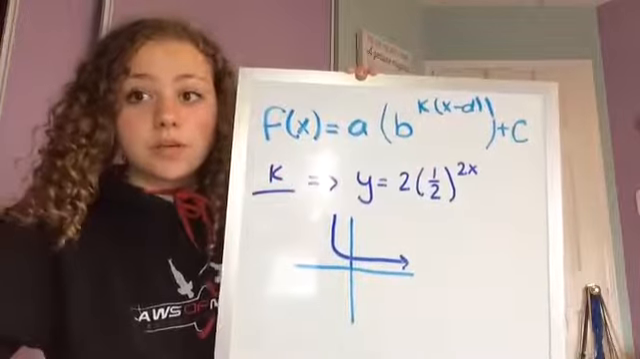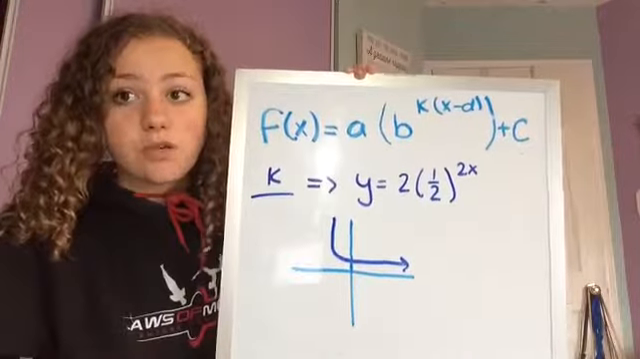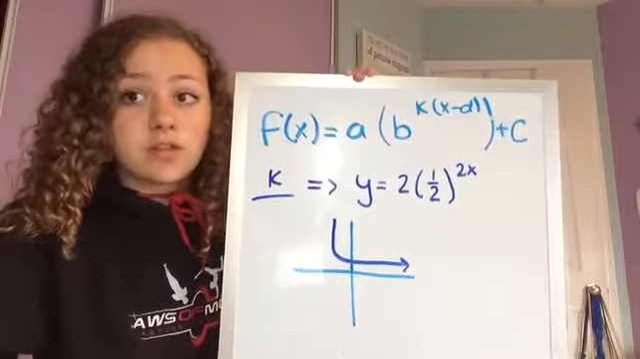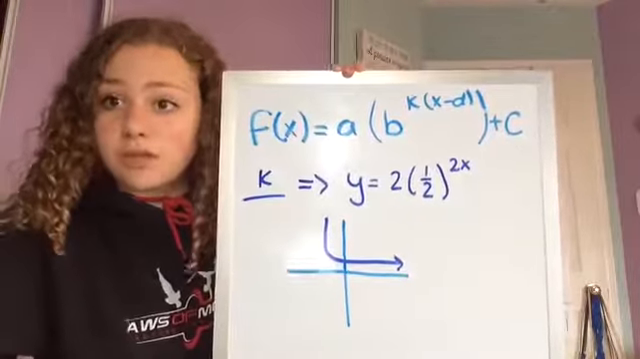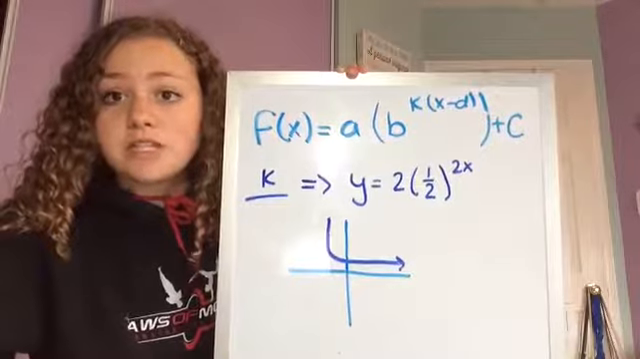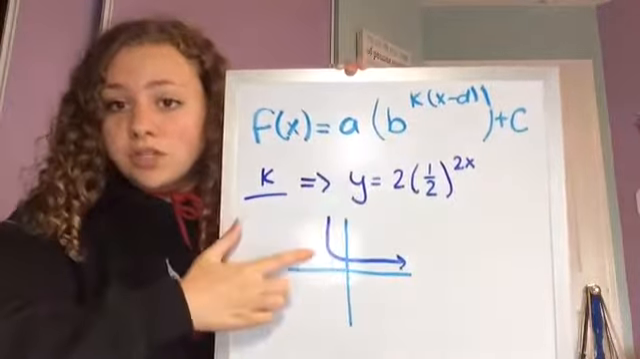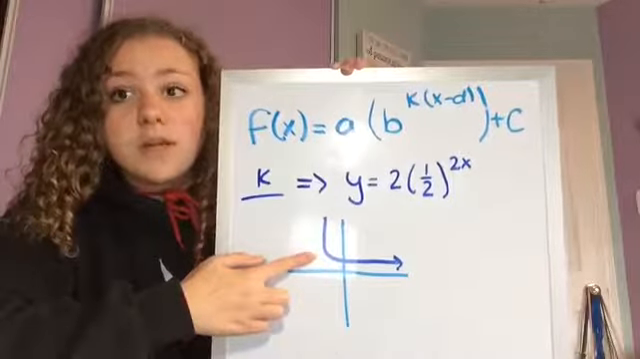Alright guys, the next letter we're going to be looking at is our k value. So we know that our k value affects our function horizontally. Now this could mean that it could either be a horizontal stretch or horizontal compression. So I decided to put a 2 right here for our k value, which means that we have to stretch our function horizontally by a factor of 2.